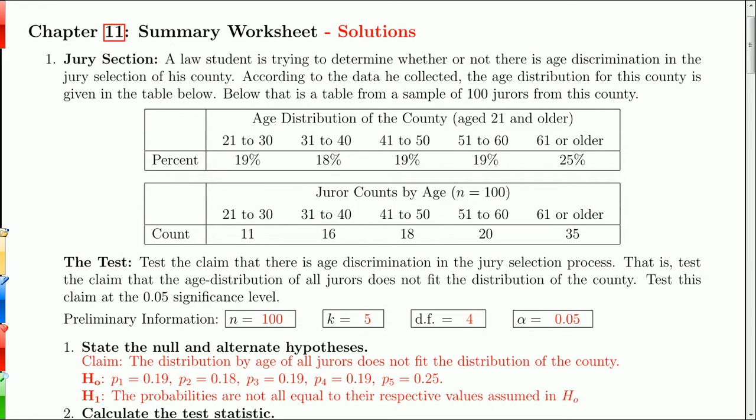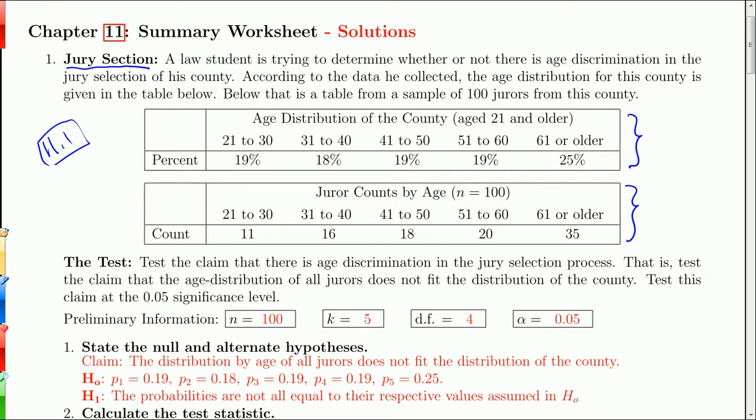So this first one is a goodness of fit, jury selection problem, from 11.1. So here's the setup. A law student is trying to determine whether or not there's age discrimination in the jury selection of his county. According to the data he collected, the age distribution for this county is given in this table, and the age distribution for a sample of 100 jurors is given in the second table.